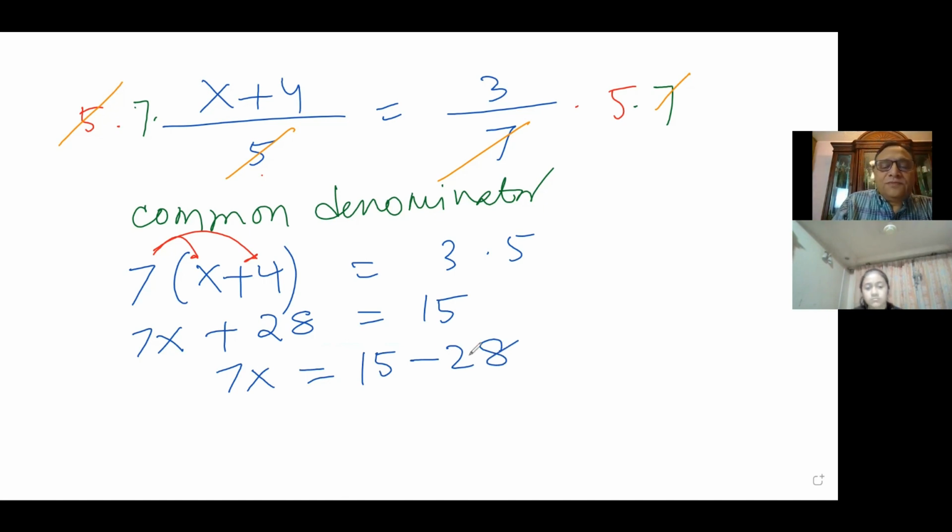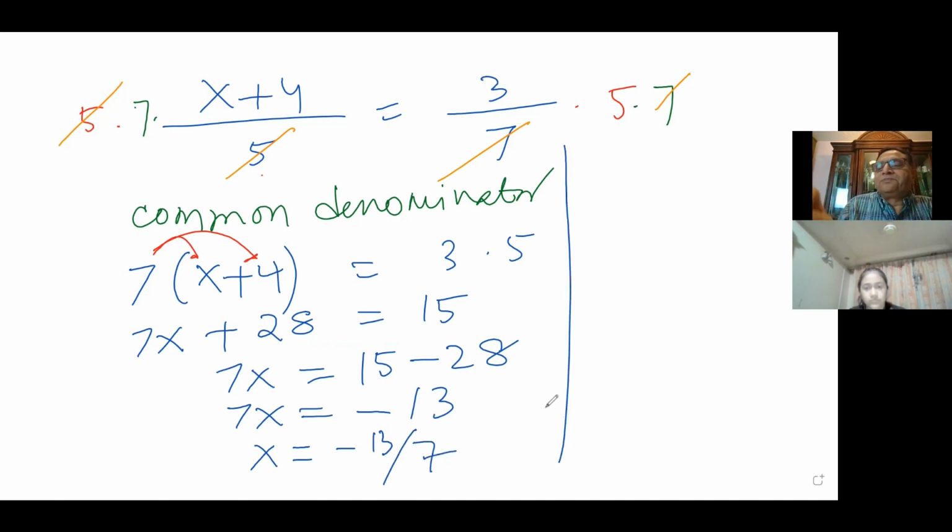Yes. Now what is 15 minus 28? Tell me. 15 minus 28 we get as minus 13, because minus 28 is bigger. Now we need to find x. So x equals minus 13 over 7. Is this clear to you? Yes. So now our solution is not an integer, it is a rational number, which is minus 13 over 7, right? Do you see that? So that is how we are going to solve a question which involves ratios, correct?